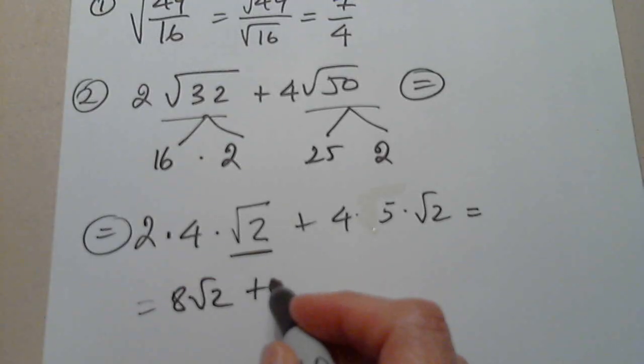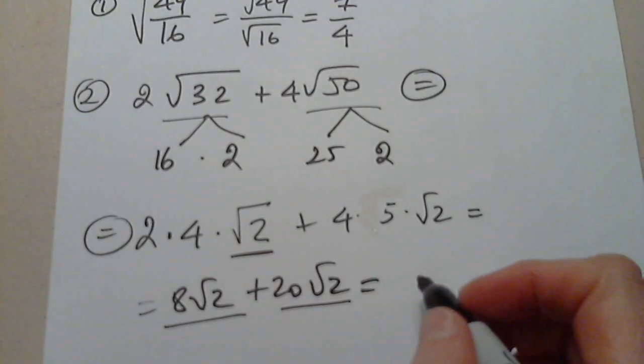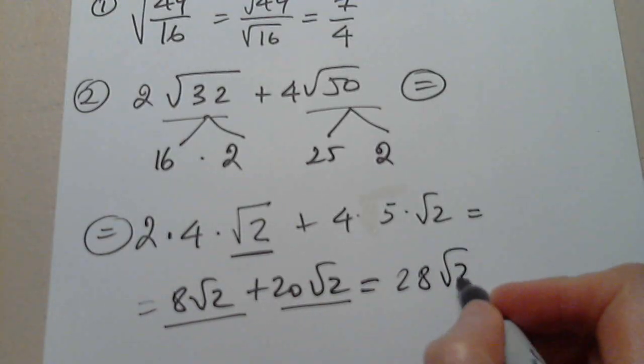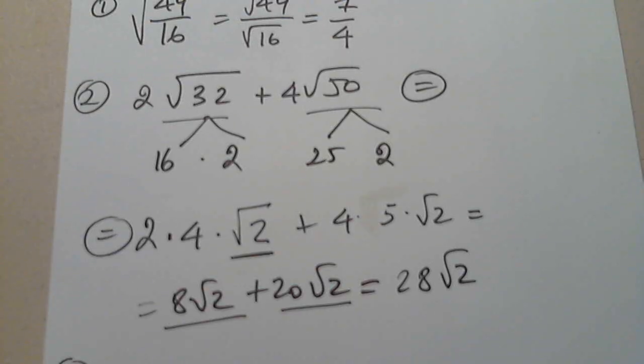So now 2 times 4 is 8, the square root of 2. 4 times 5 is 20, the square root of 2. Now, obviously, they are like radicals, and the sum is 28, the square root of 2. Stop me if you have questions.